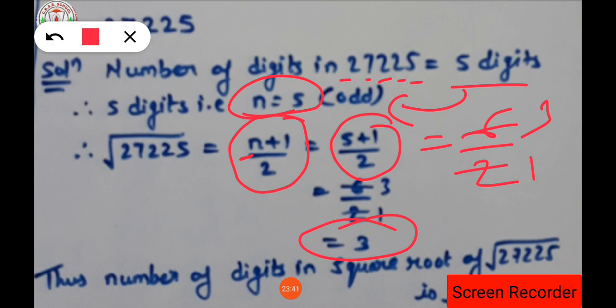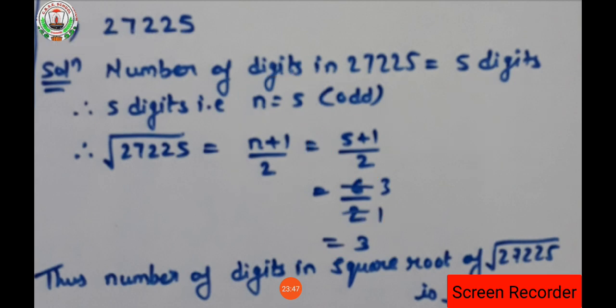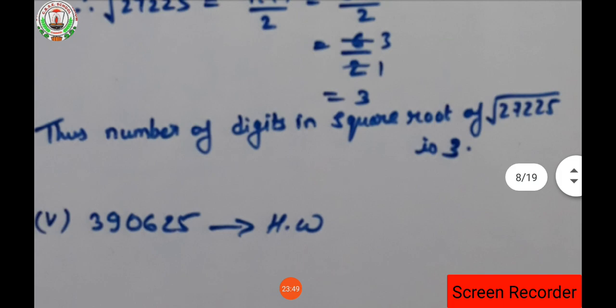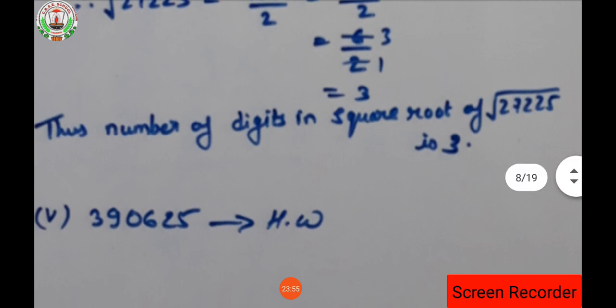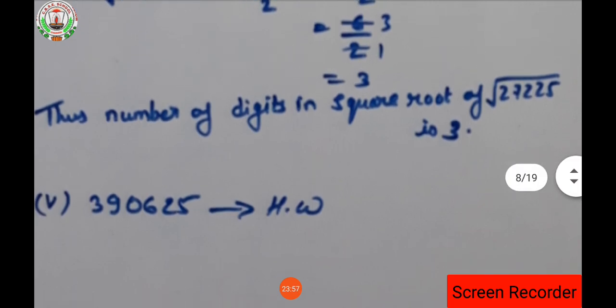27,225, how many digits will come? That means 3 digits will come in the square root answer. Understood everyone? Now its fifth part, 39,624. Try to do with your own. Clear? 3,90,625. Try to do with your own.